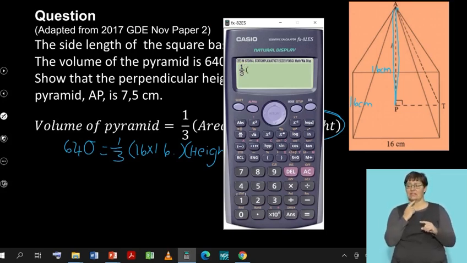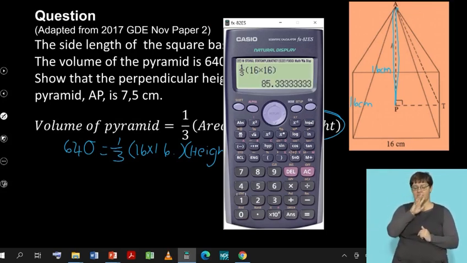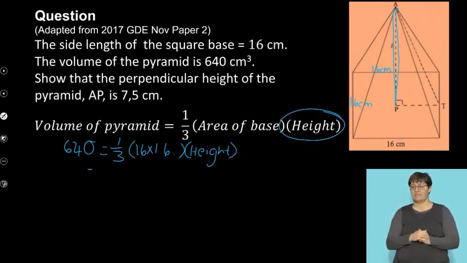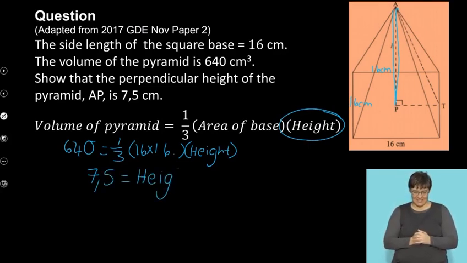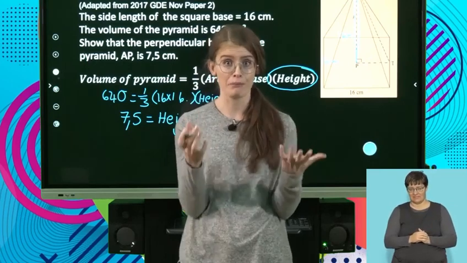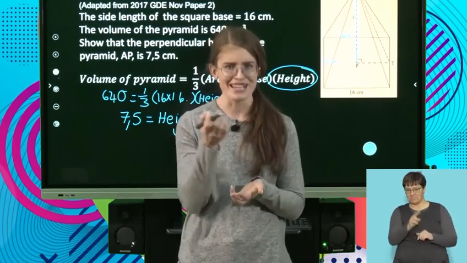So 1/3 times 16 times 16, which is going to give me 85,3 recurring, but I know I have to divide 640 by that in order to get my height. So I'm going to say 640 divided by my previous answer gives me 7,5. So 7,5 is my perpendicular height, which was the goal that I had at the beginning. Great, so now that we know what our perpendicular height is, I could go on to the second part of the question, which is B. Let's go to B.